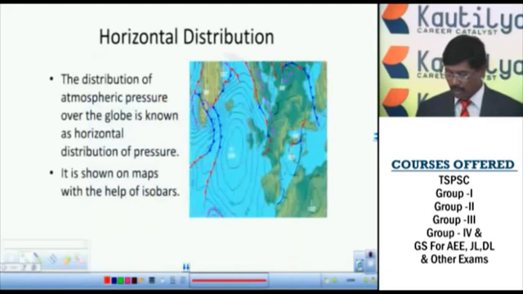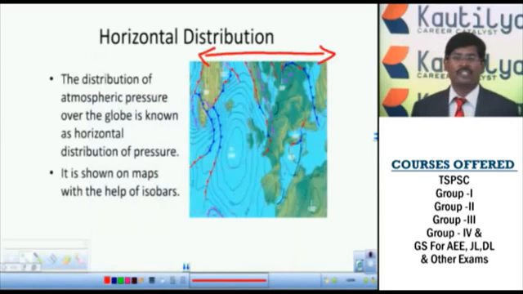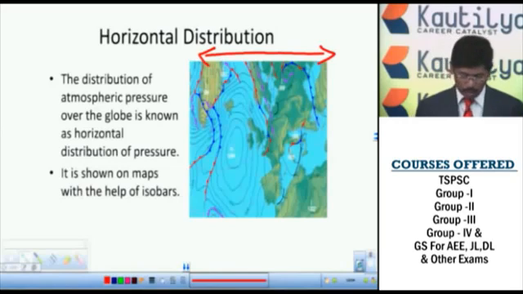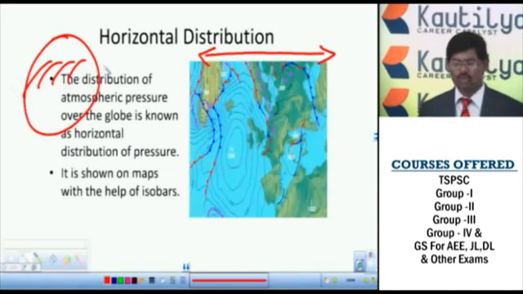The next one is the horizontal distribution of atmospheric pressure. Horizontal distribution of the atmospheric pressure is nothing but the movement around the globe. Suppose this is the globe, atmospheric pressure is moving around the globe from one direction to another, from high pressure to low pressure area. This is called the horizontal distribution of atmospheric pressure.